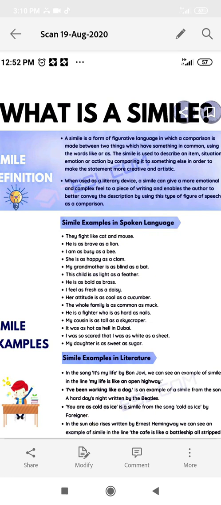Basically, who uses figures of speech? Authors or poets mostly use figures of speech in their literature. We have seen in poetry that many figures of speech are used by the poet. So here we are discussing the figures of speech. Let's see the first figure of speech, simile.